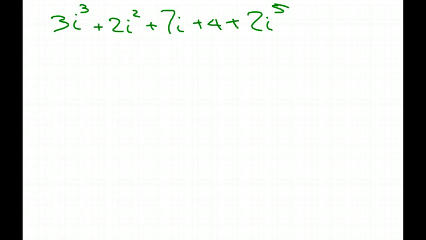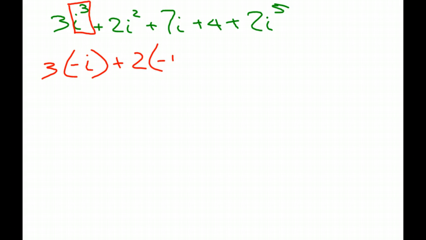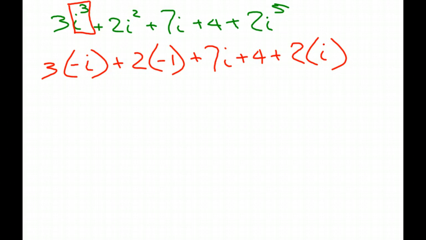Okay, let's look at each i value one bit at a time. i cubed, according to our table, is what? Negative i. i squared is? What is i to the 5th? It's not up there. Well, you divide 4 into it with 1 left over, so it's an i. So negative 3i.